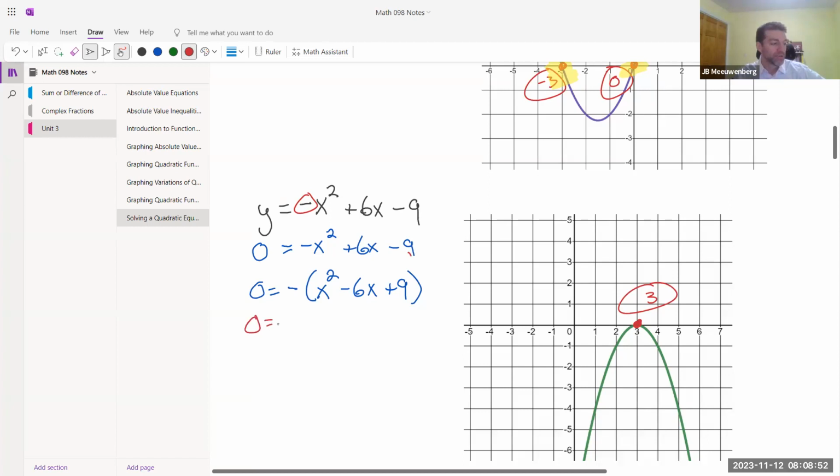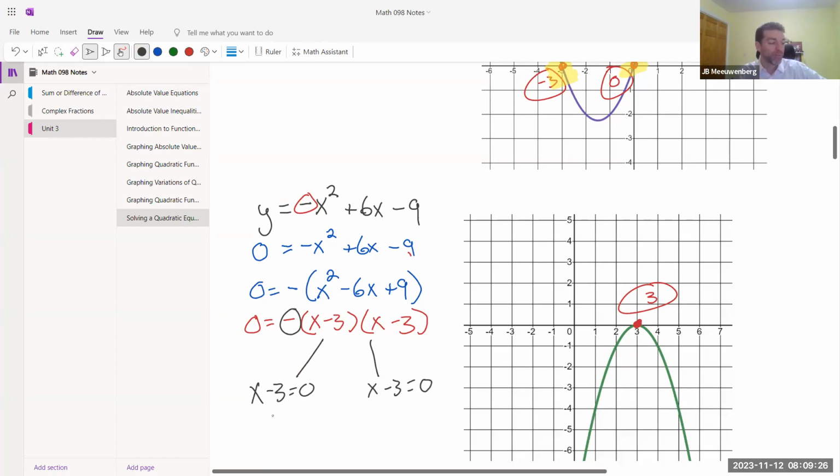So, let's continue. 0 equals negative, this quadratic inside the parentheses factors to be x minus 3 times x minus 3. Again, two -3s multiply to be a 9, and they add to be a -6. And because this is just a single number out here, we can ignore that when setting up our mini equations. x minus 3 equals 0, x minus 3 equals 0. This one would not give us any new information.